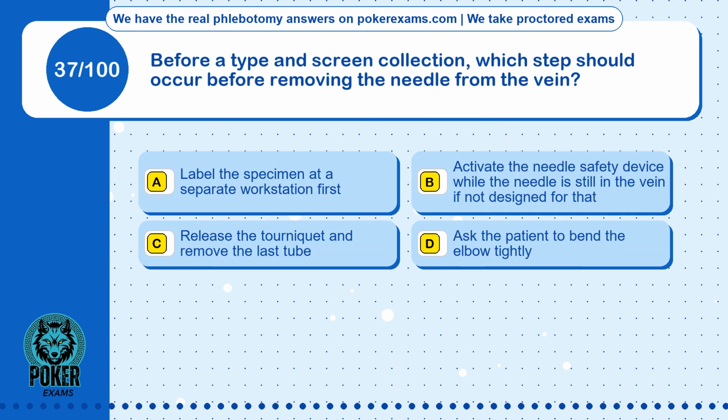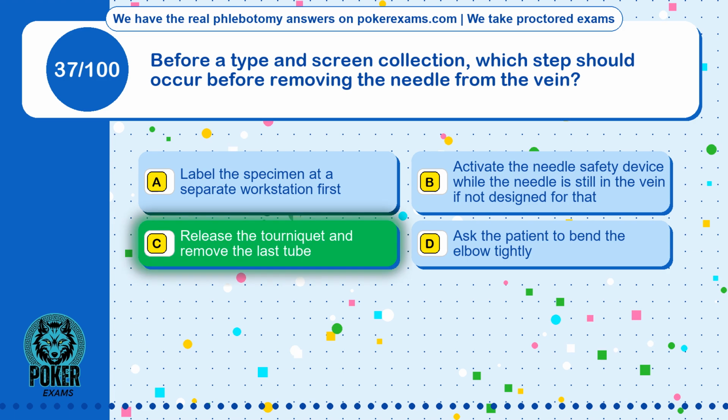Question 37. Before a type and screen collection, which step should occur before removing the needle from the vein? Option A. Label the specimen at a separate workstation first. Option B. Activate the needle safety device while the needle is still in the vein if not designed for that. Option C. Release the tourniquet and remove the last tube. Option D. Ask the patient to bend the elbow tightly.